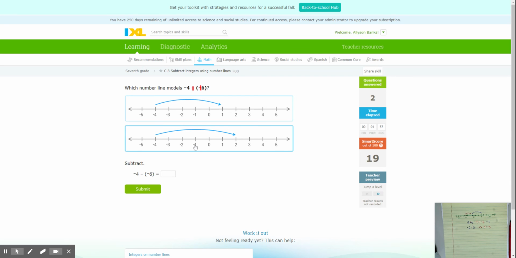1, 2, 3, 4, 5, 6. I think it's this one. Just check this one. 1, 2, 3, 4, 5. So it's definitely the second one. So it looks like it's +2 is our answer.